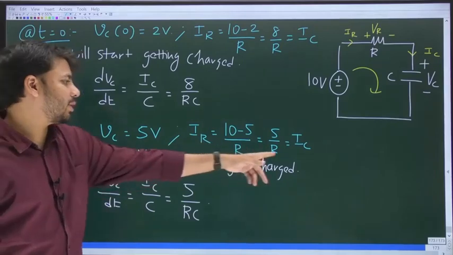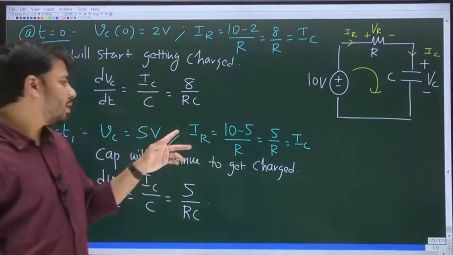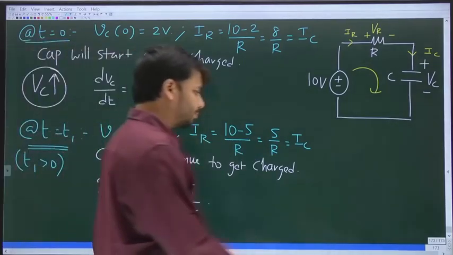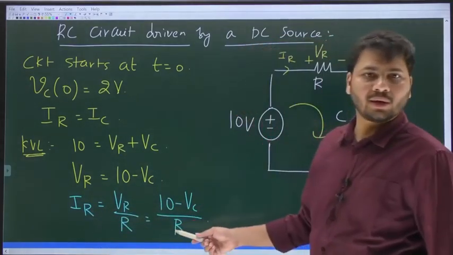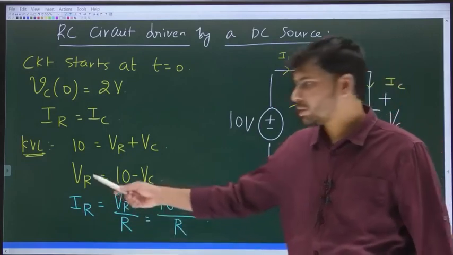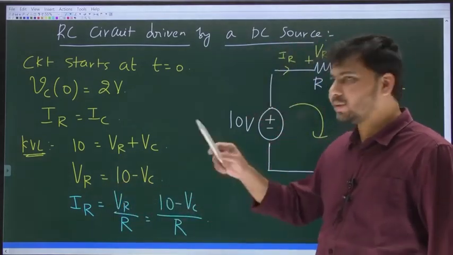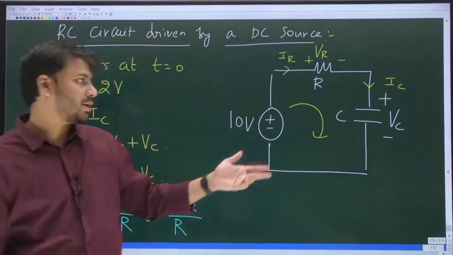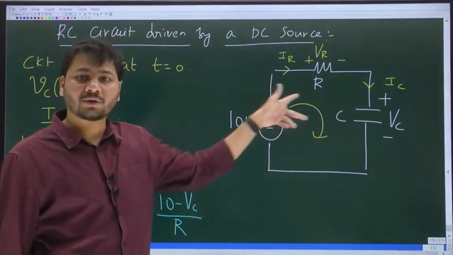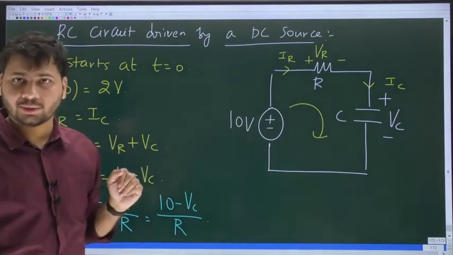When will IC become 0? When IR becomes 0. Now when will IR become 0? Look at this, IR is equal to 10 minus Vc by R. IR becomes 0 only when Vc becomes equal to 10 volts. That means when the capacitor gets charged to the value of the applied voltage.